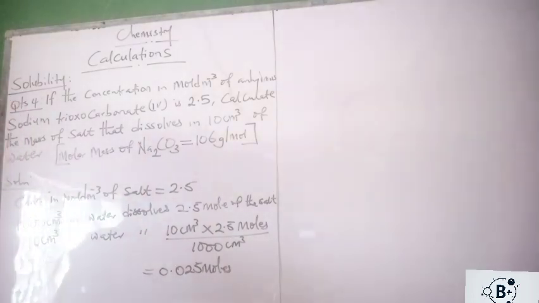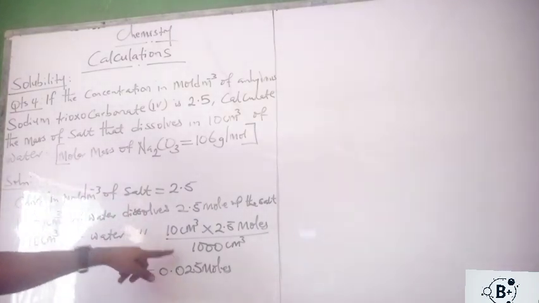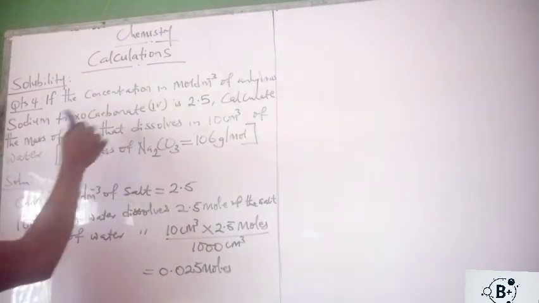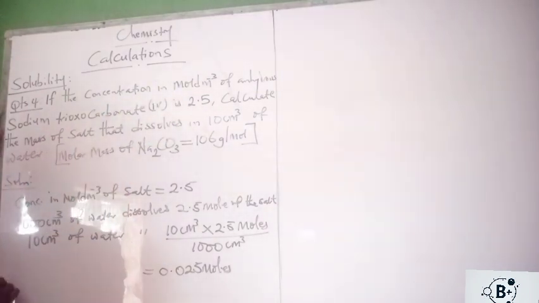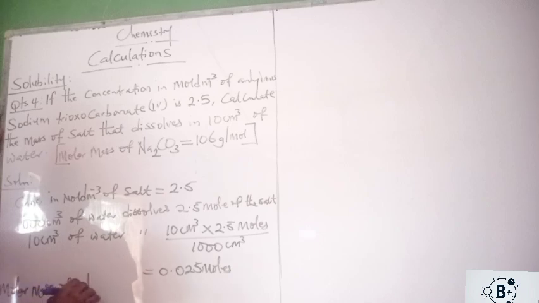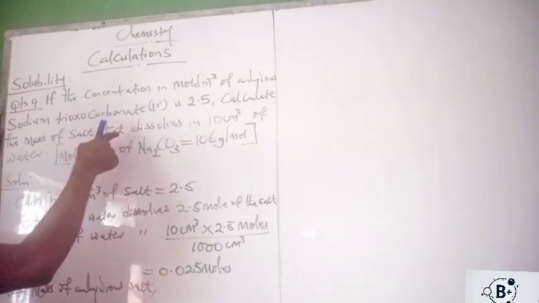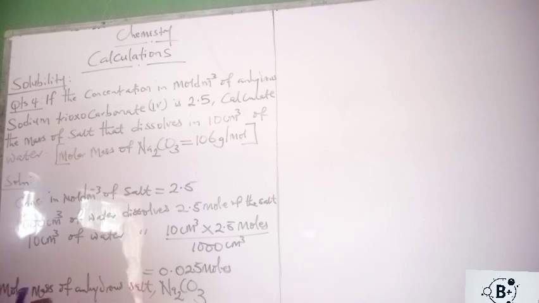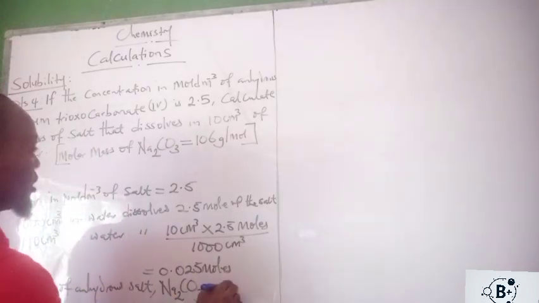Now, the question is asking us to calculate the mass of salt that dissolves in 10 cm cube. So we are not talking about the mole now. We're talking about the mass of salt that dissolves in it. So we have to get the molar mass of the anhydrous salt. What is the anhydrous salt? It is sodium trioxocarbonate(IV), that is Na2CO3.